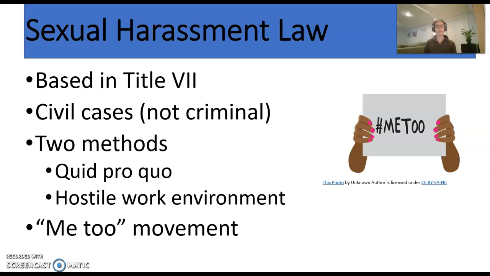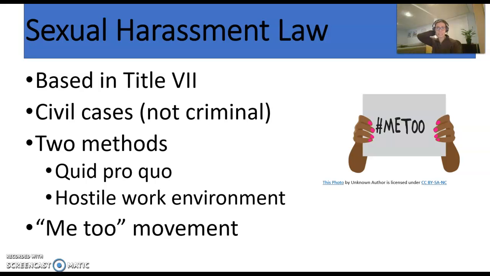We see this come up in other contexts as well. But hostile work environment is not the same thing as an exchange being demanded in the workplace. Hostile work environment means that a person is made to feel uncomfortable on a sexual basis because of jokes or other comments being made in the workplace. So that's called hostile work environment.